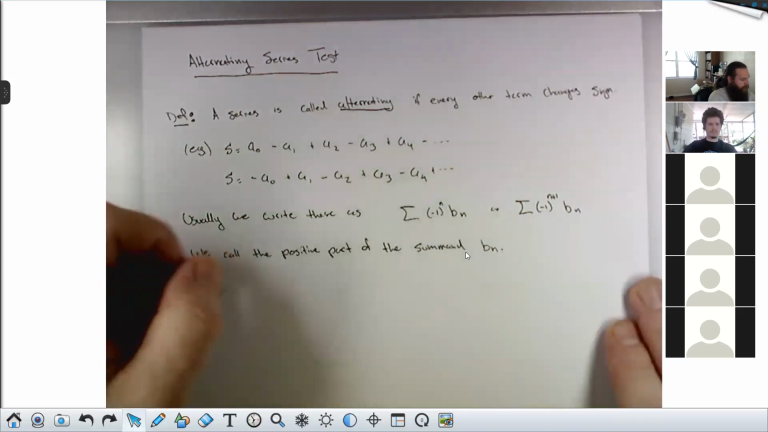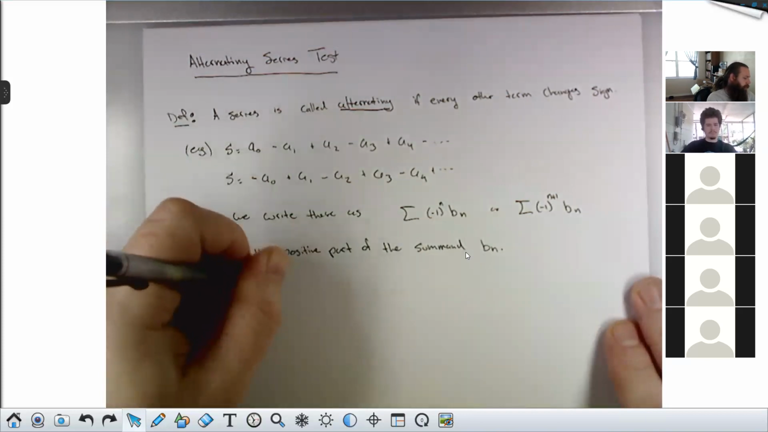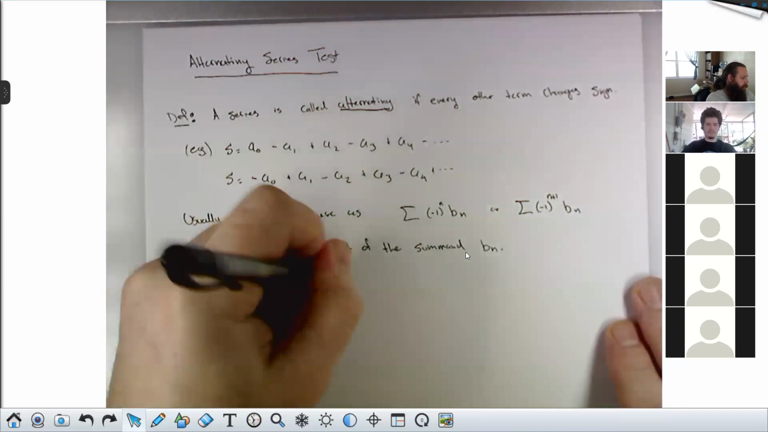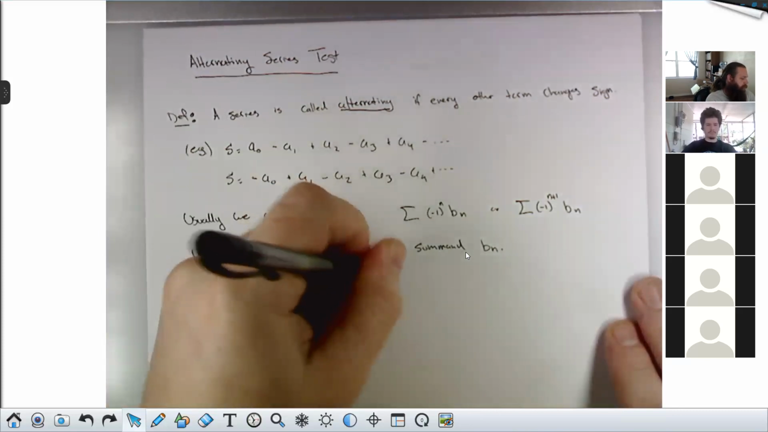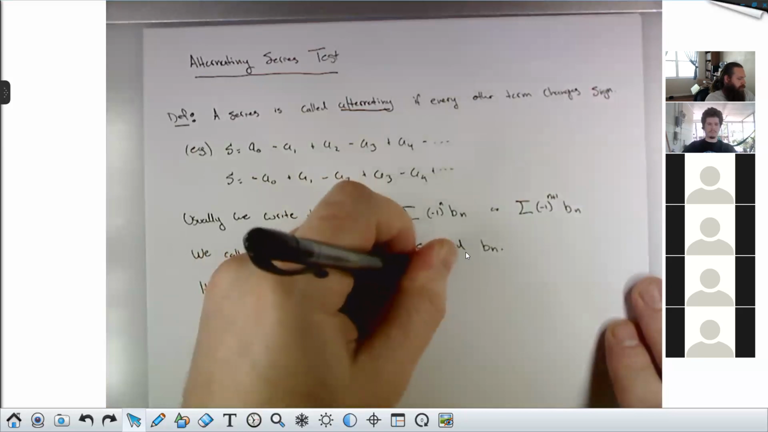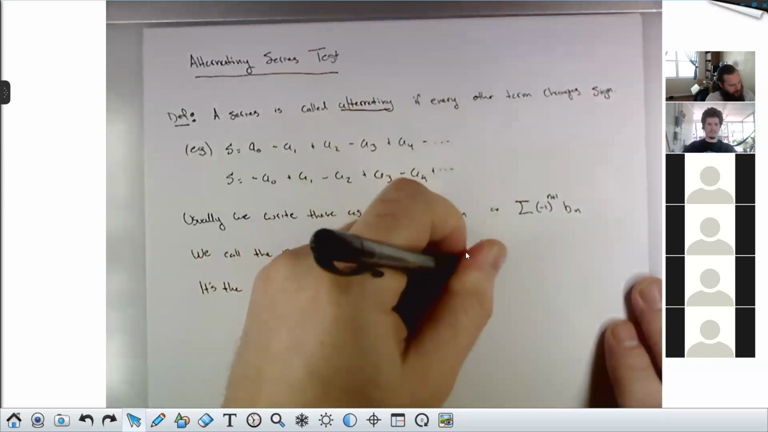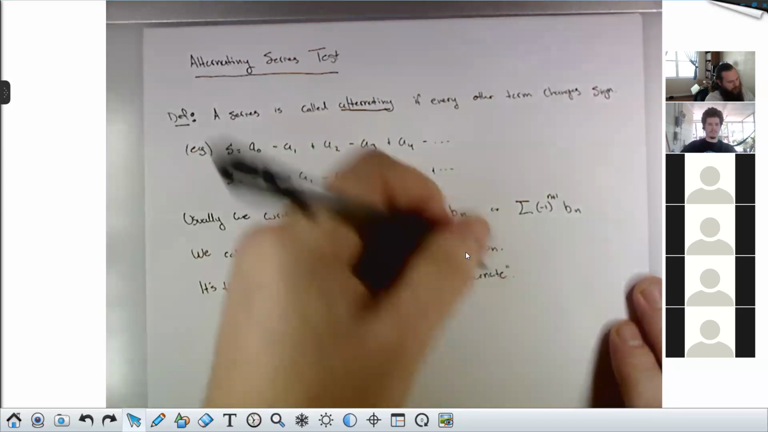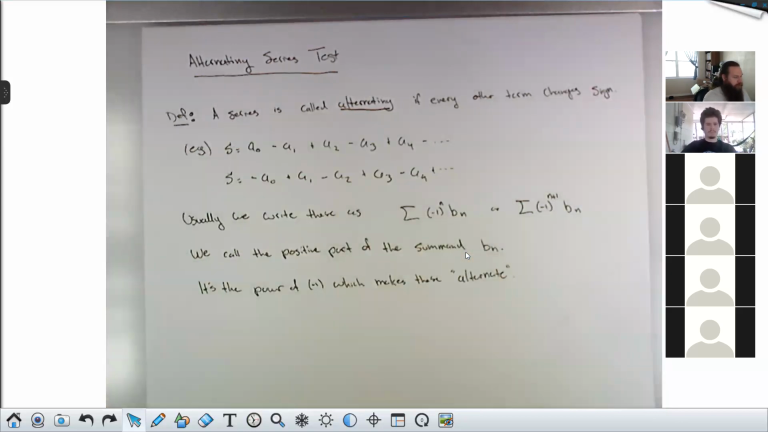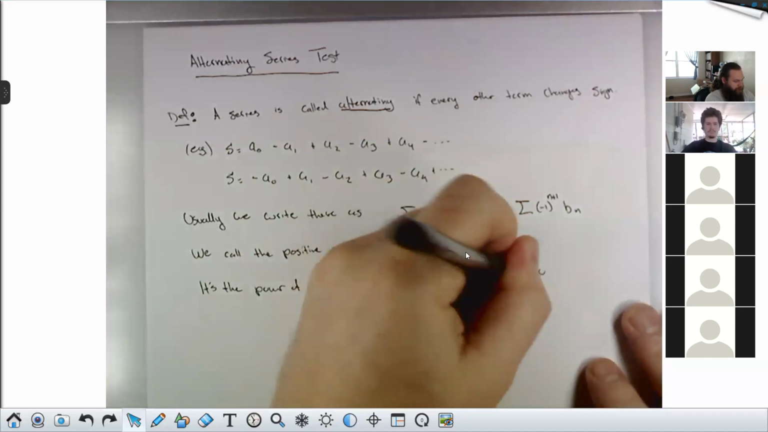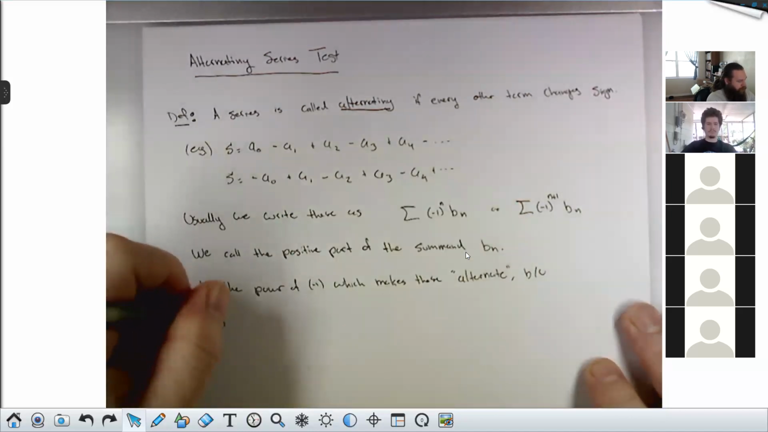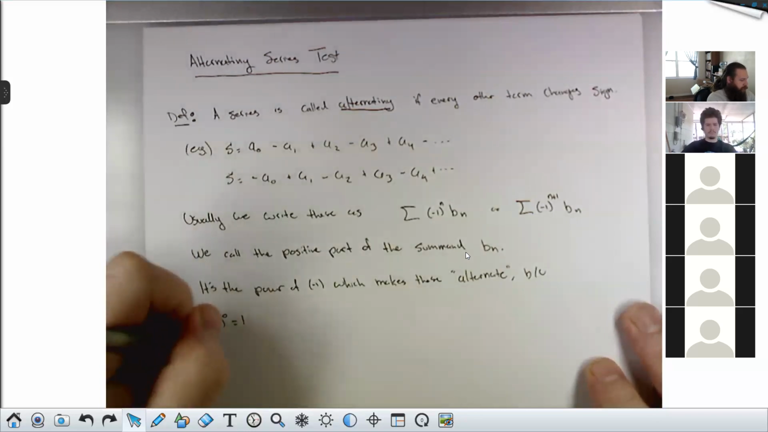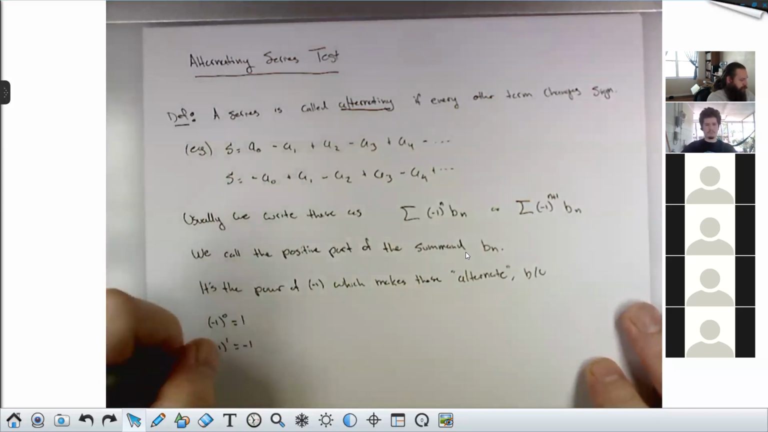It's the (-1)^n, the power of -1, which makes these alternate. Because (-1)^0 is 1, (-1)^1 is -1, (-1)^2 is 1, (-1)^3 is -1, and so on.